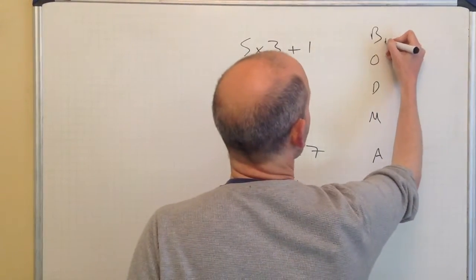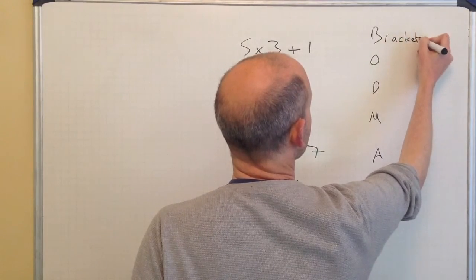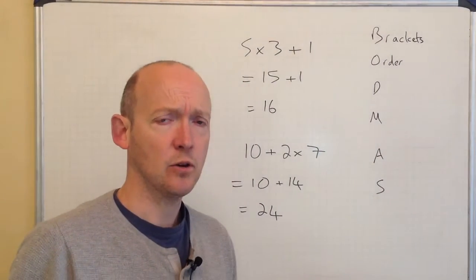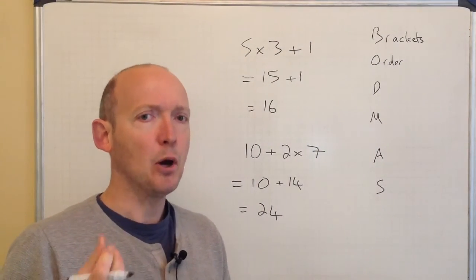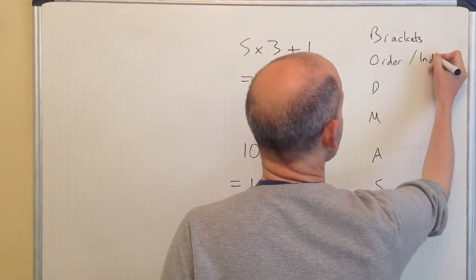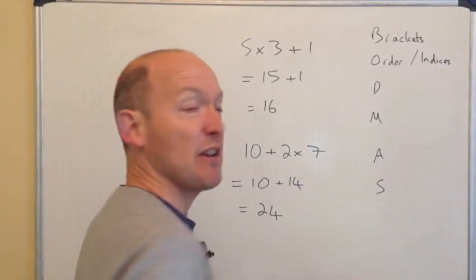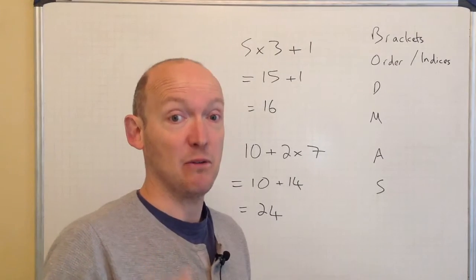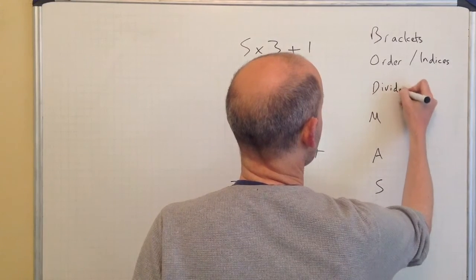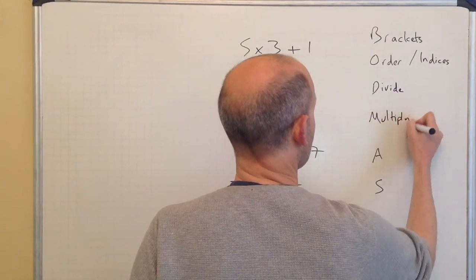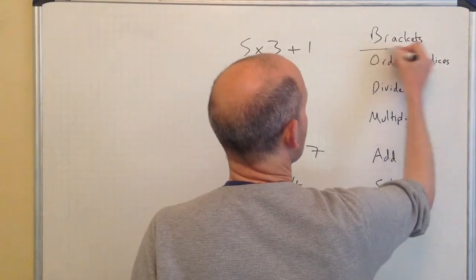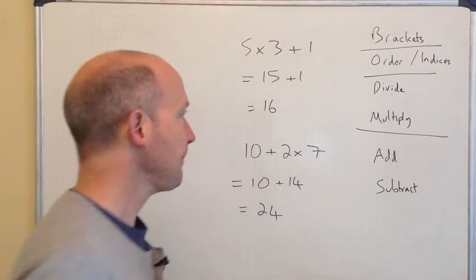So B stands for brackets. O is order. I should say as well, some people call O other. Some people don't say BODMAS, they say BIDMAS, with I standing for indices. So you sometimes see that. Indices meaning powers. So whichever you say, BODMAS, BIDMAS, doesn't matter. It just means powers, like squared, cubed, that kind of thing. D is divide. M is multiply. A is add. And S is subtract. Okay, so that's what they stand for.